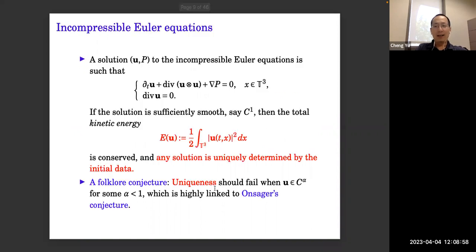Let's look at the incompressible Euler equations first. This is the incompressible Euler system. If (u, p) is a solution to the incompressible Euler system and the solution is sufficiently smooth, for example with regularity above C1, then the total kinetic energy E(u) is conserved, which means E(u) does not change in time, and the solution is uniquely determined by the initial data. Here is a conjecture: uniqueness should fail when u is in C^alpha for a particular alpha less than 1. This is highly related to the Onsager conjecture.